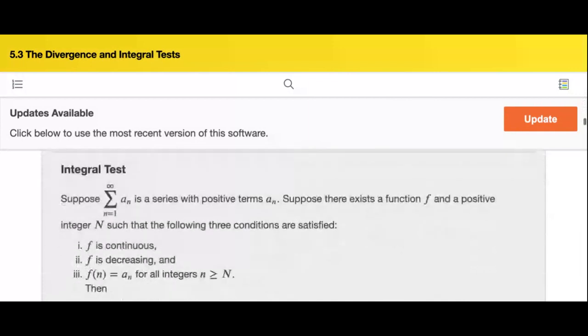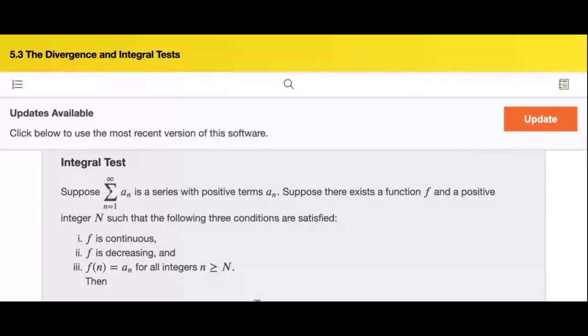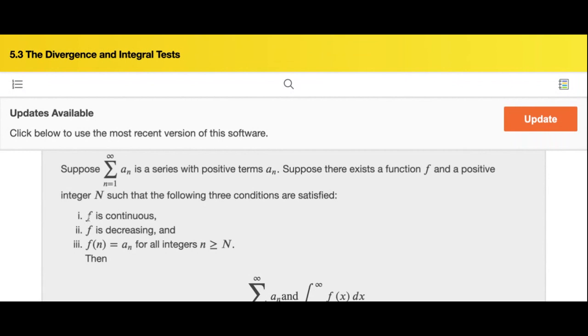Okay, let's see this. Integral test theorem. Suppose we have an infinite series with all positive terms. This doesn't work with negative terms. Suppose there exists a function f and a positive integer N such that the following three conditions are met. The first one is that f is continuous, f is decreasing, and f of n is the same as the nth term a_n for all integers n greater than or equal to N.